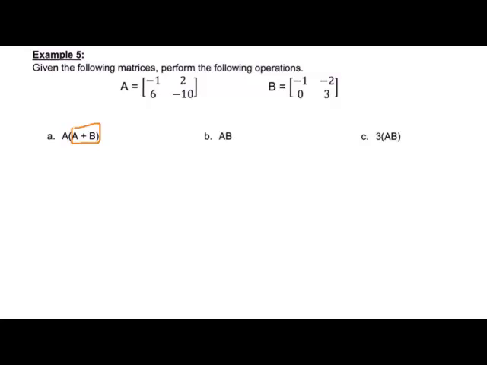Then for part B, you're going to multiply matrix A times matrix B. And then for part C, you're already going to have that solution from part B, and you're going to multiply that times 3. So like we did in the last section, I want you to pause the video. I want you to attempt these 3 problems, and then we'll go over the answers as soon as you start the video back up.